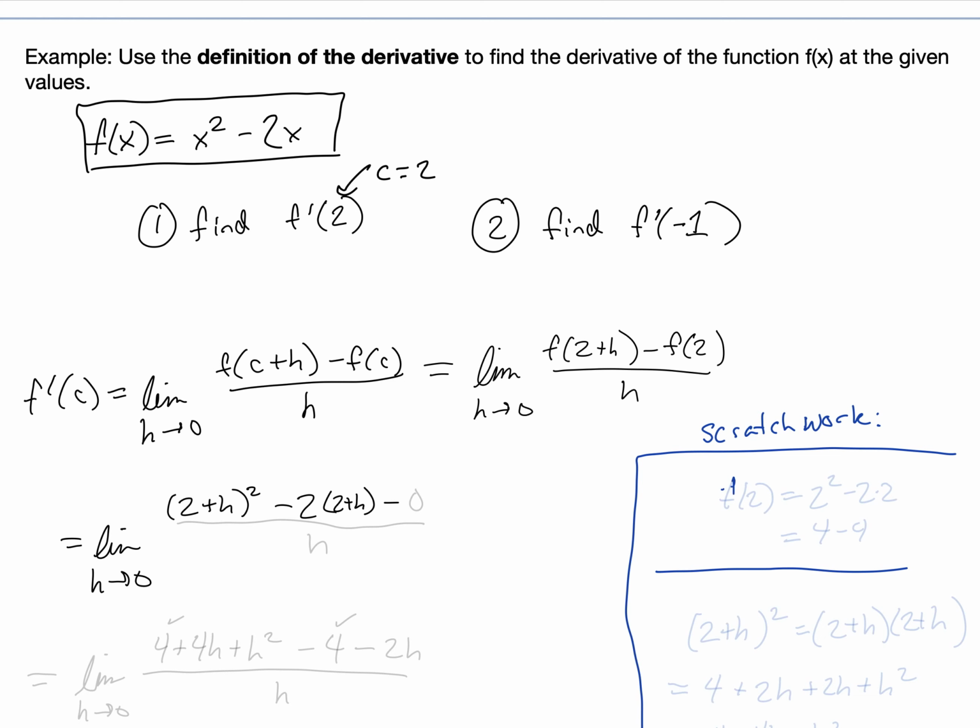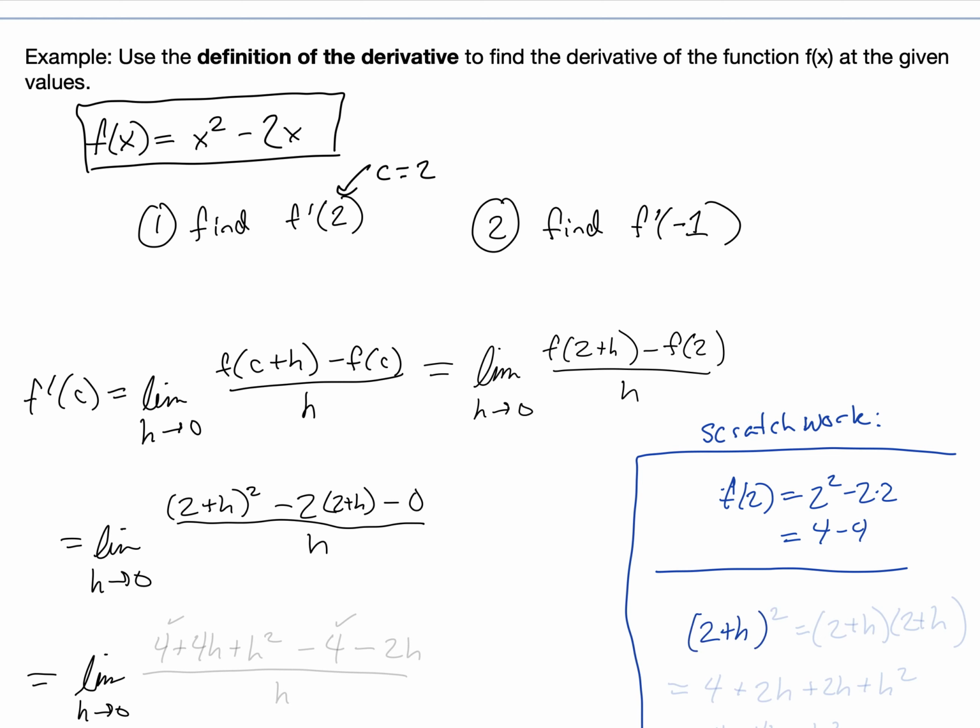If we say what's f of 2, f of 2 is equal to 2 squared minus 2 times 2. So just plugging in 2 for x. And so that happens to be 4 minus 4, that happens to be 0. So that happens to be kind of easy this time, divided by h. And then we can continue to simplify. This is equal to the limit as h goes to 0 of now 2 plus h squared. Again, we can do that on the side too. There's absolutely no shame in doing your algebra out on the side.